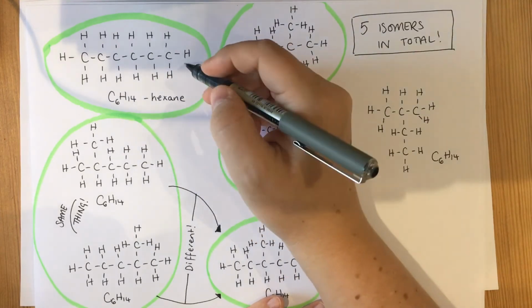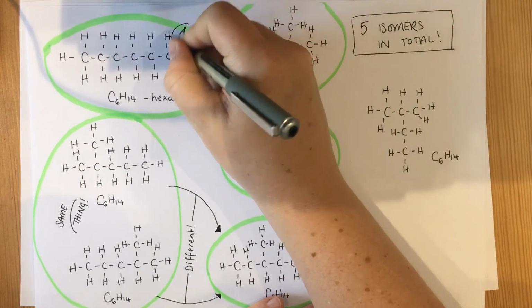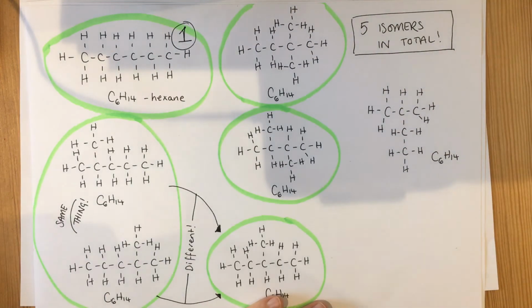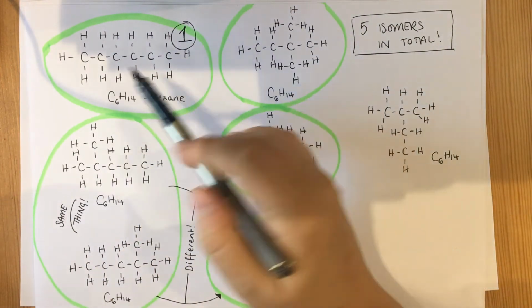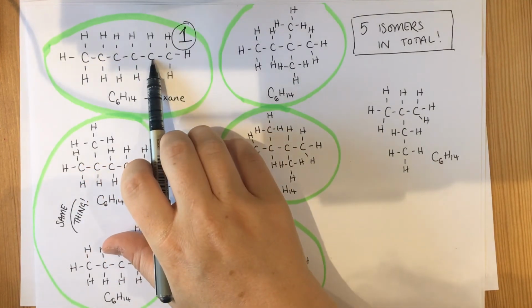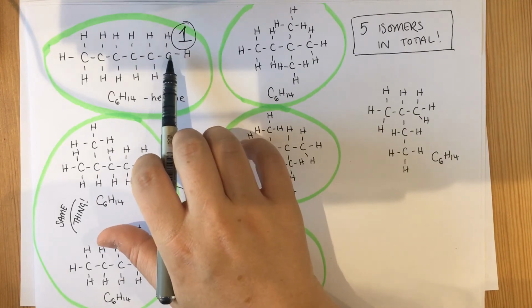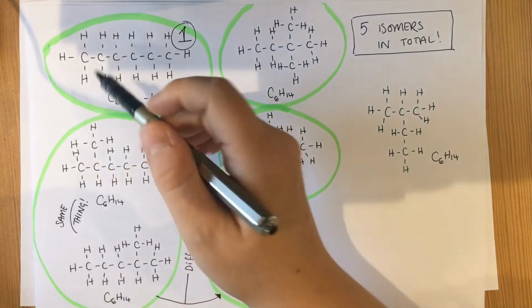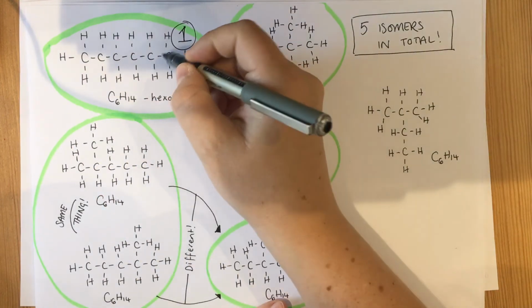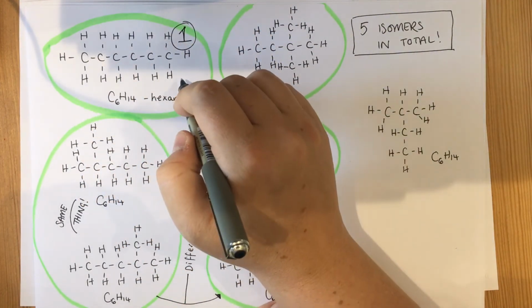So this is hexane, so that's 1 isomer. So we've already got 1. When you want to make isomers, instead of having 6 carbons all in a line, you put 5 carbons in a line, and then the other one, so you still need the 6 carbons, you need to attach somewhere else. You can't just attach it to the end, even if you draw it pointing upwards or downwards, because that's still 6 carbons in a line.